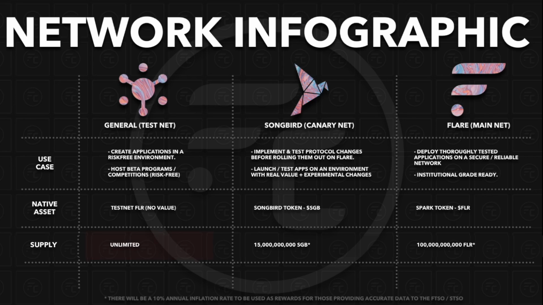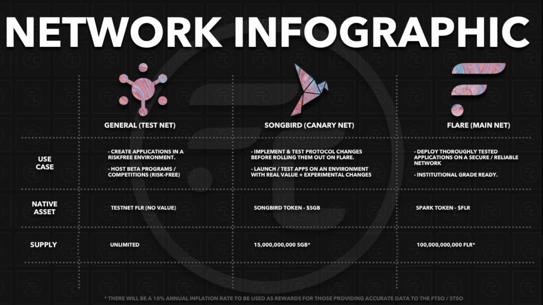As mentioned previously, the general testnet will have an unlimited supply of tokens via a faucet. And it's this unlimited supply which means that the network holds no value. In contrast, the Songbird token will have an initial distribution of 15 billion Songbird tokens, and that is to replicate the initial distribution of the Spark tokens. So if you're eligible to receive Spark tokens, the initial 15%, that is basically mirrored onto the Songbird network.